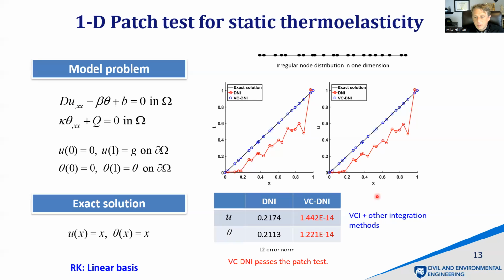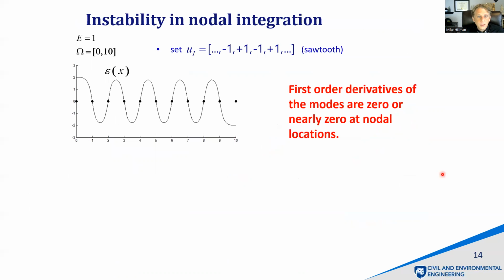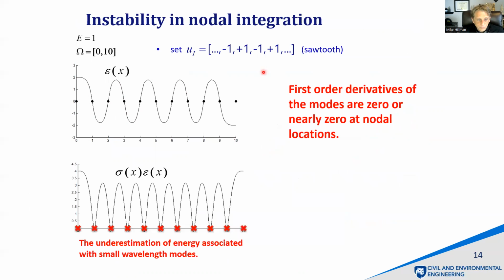Okay, and we can apply this to any other integration method that we like, so we'll come back to that later. Okay, let's talk about the instability. So this is fairly easy to show. You look at a sawtooth mode, +1, -1, and so on. You'll get a strain field that looks like this. Because of the fact that we've got a smooth approximation, you get a zero strain at the nodal locations. This is pretty easy to show.